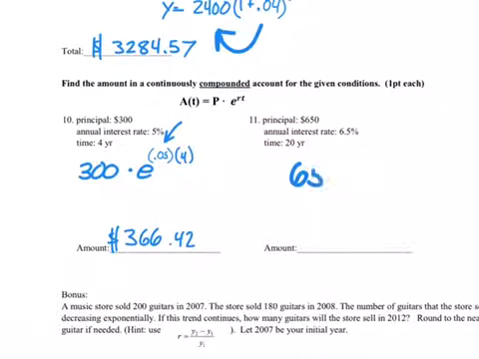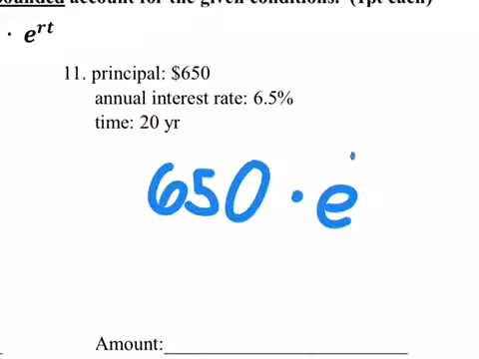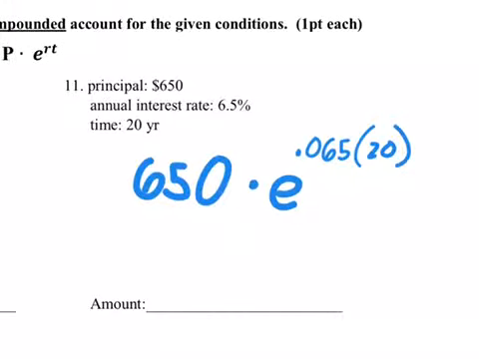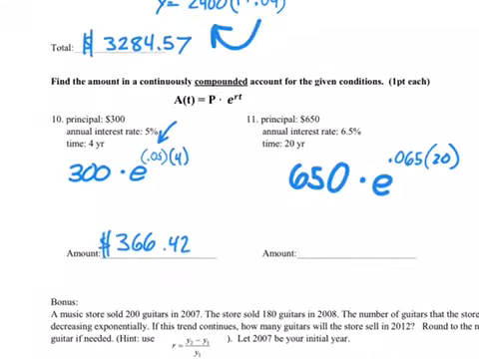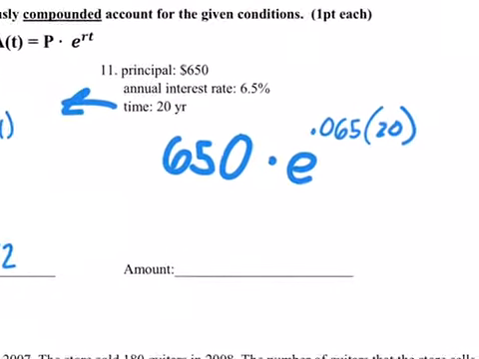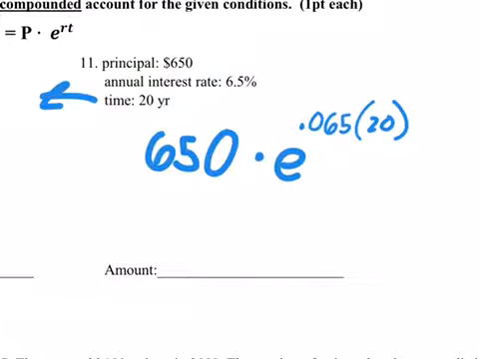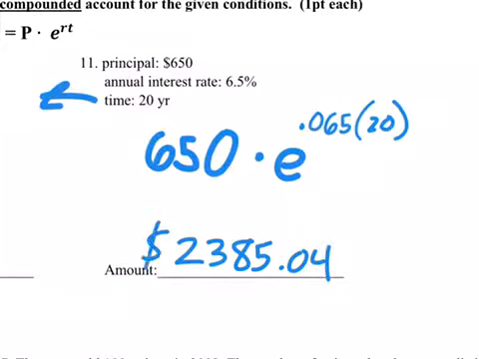We can apply the same concept. All right, multiplied by E to the rate as a decimal, which will be 0.065 times 20. Now this one's going to be much larger because that time period of 20 is a lot longer than the 4 years we previously saw. So this one we'll see when we multiply it out. 650 has grown quite a lot into $2,385.04.